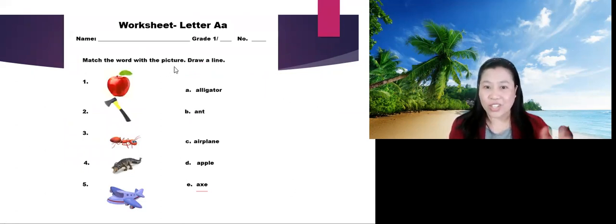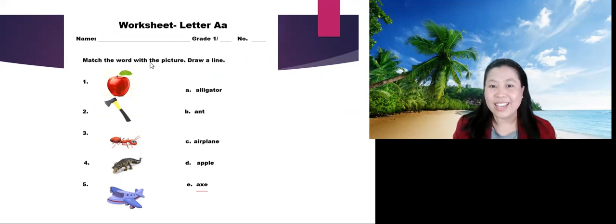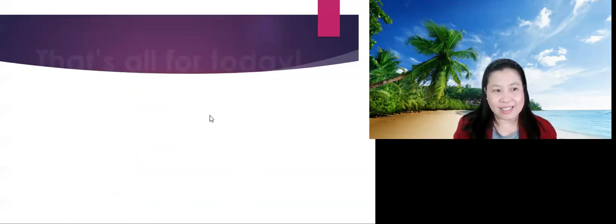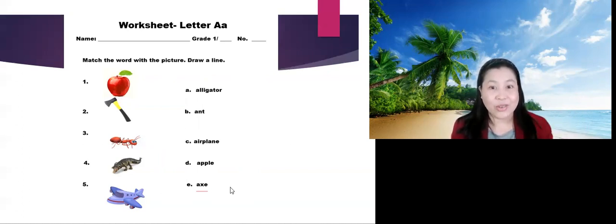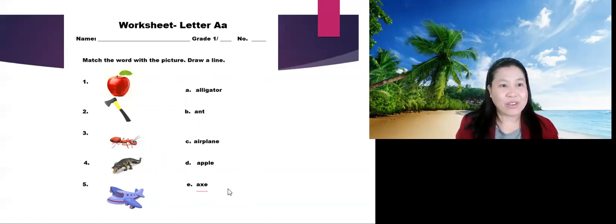Now, for your worksheet, you are going to answer this, okay? You're going to draw a line. Number 1 is alligator. Letter A, alligator. Where is the picture here? B, ant. Sorry. C, airplane. Where is the airplane? D, apple. E, axe. Okay, and I will also send you the Google form, so you have to answer the Google form as well to keep your score. Okay, to have your score.